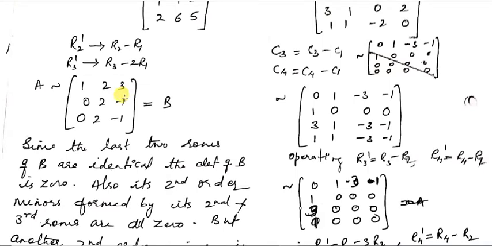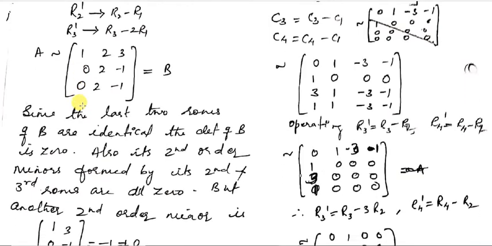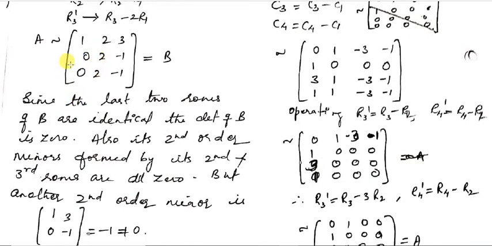So there is a minor of order 2 whose determinant is not 0. We have to obtain that minor. Here we have so many minors: 1 2 0 2, 2 3 2 minus 1, 0 2 0 2, 2 minus 1 2 minus 1, then 1 3 0 minus 1. Like this we can have the minors of order 2. So all the possible minors we can obtain.